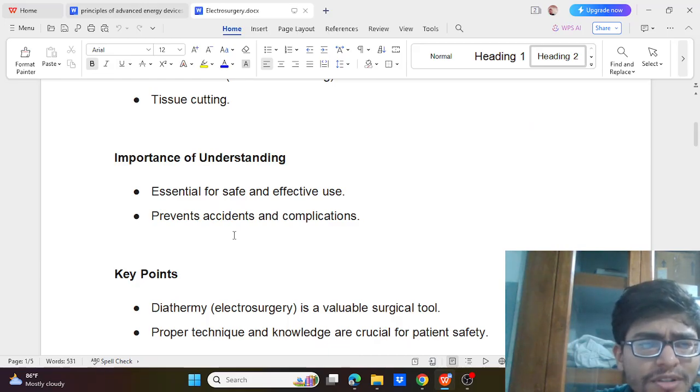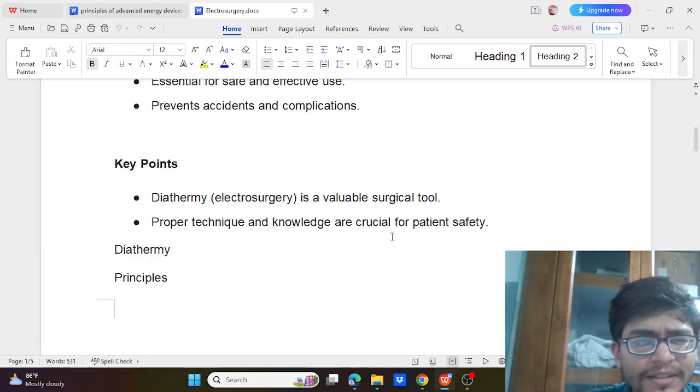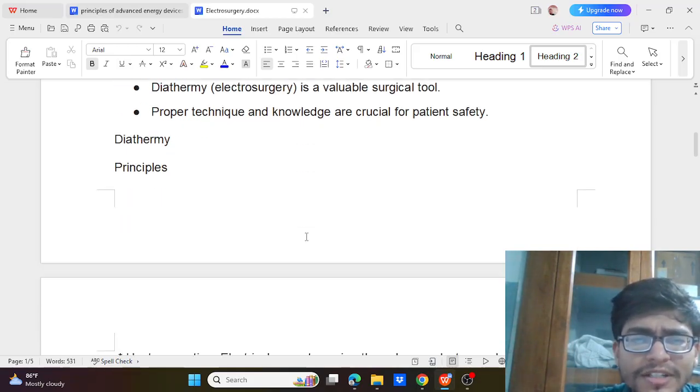Before using it, we have to understand the way it works so that we can use it safely and effectively, and also prevent accidents and complications. So diathermy electrosurgery is a very important tool for surgery, and proper technique and knowledge are important for patient safety.